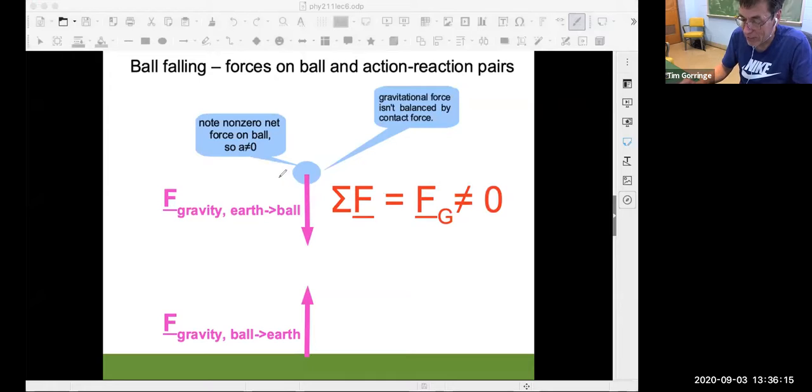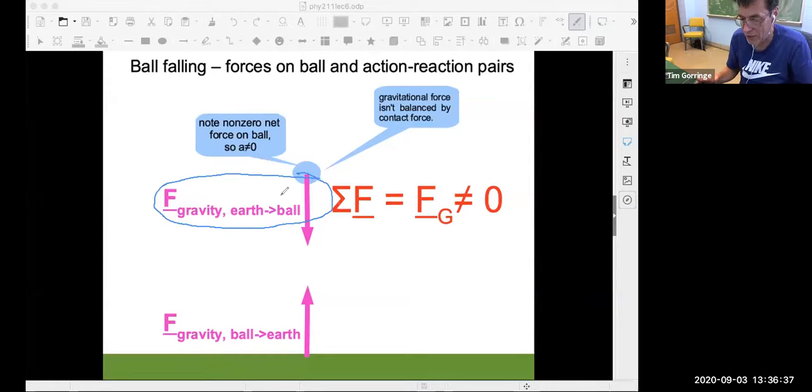The only force that's acting on the ball is the force of gravity. It was there when the ball was in my hand, and it's still there when the ball is falling. The force of my hand has gone away because I'm no longer holding the ball, but the force of gravity hasn't gone away. So the earth is still pulling the ball down with the force of gravity.